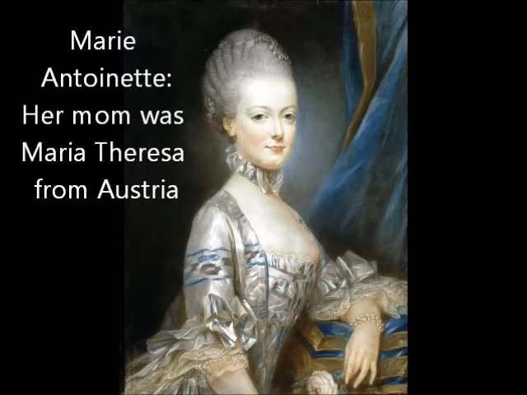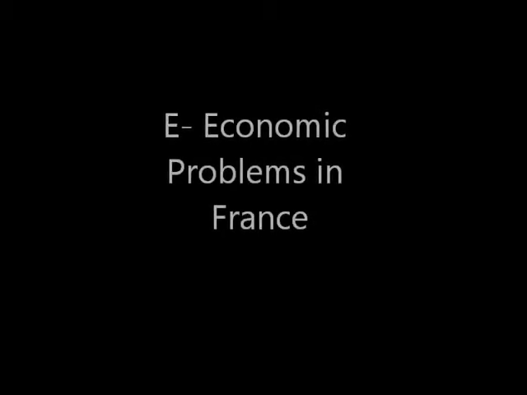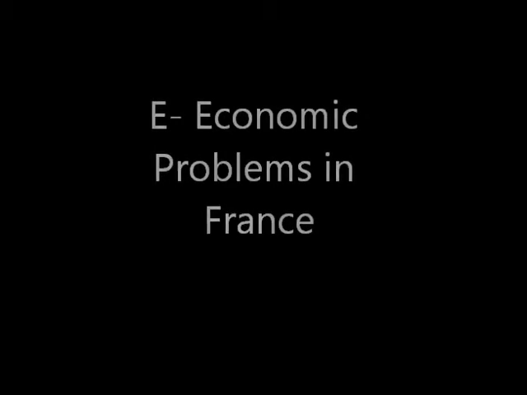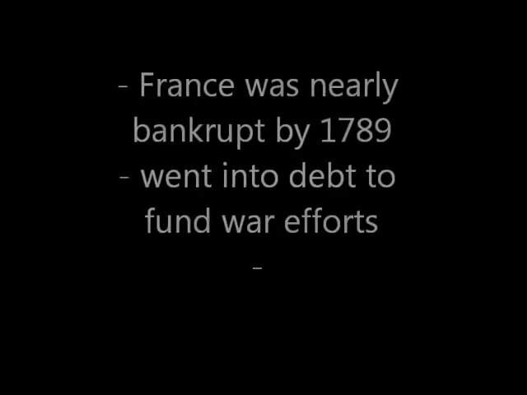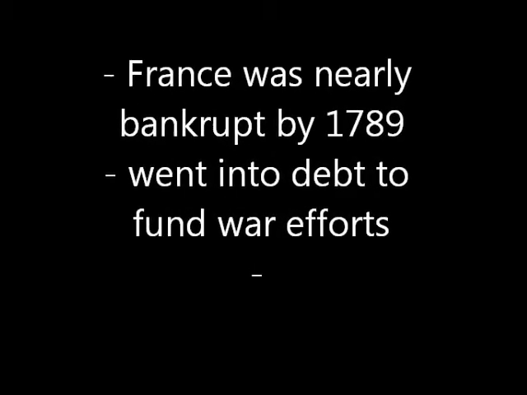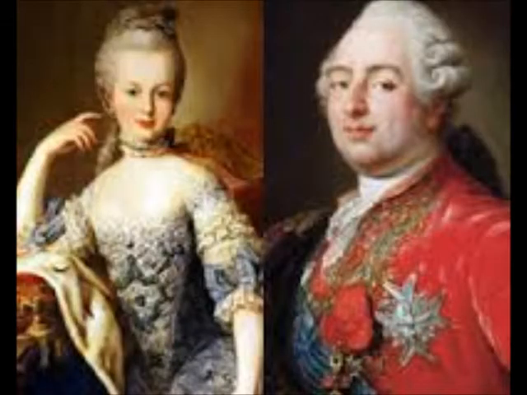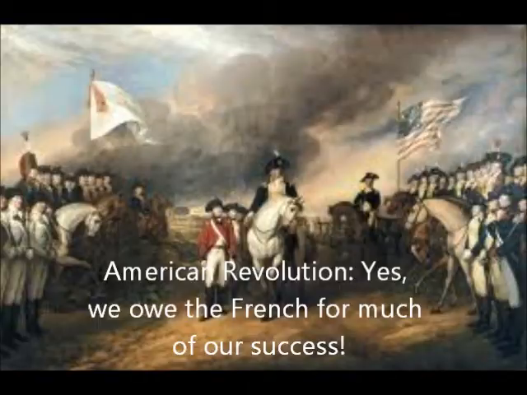All right, E, economic problems in France. France was almost bankrupt by 1789. King Louis XVI and his wife Marie Antoinette maintained a very expensive lifestyle at their court at Versailles, the castle. France also had gone into a lot of debt in order to fight their arch-rival, England, in war after war, including a little conflict called the American Revolution. France was basically spending more money than it was bringing in.